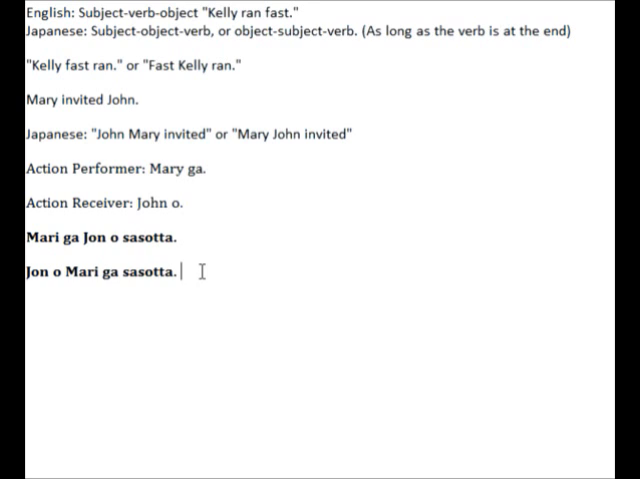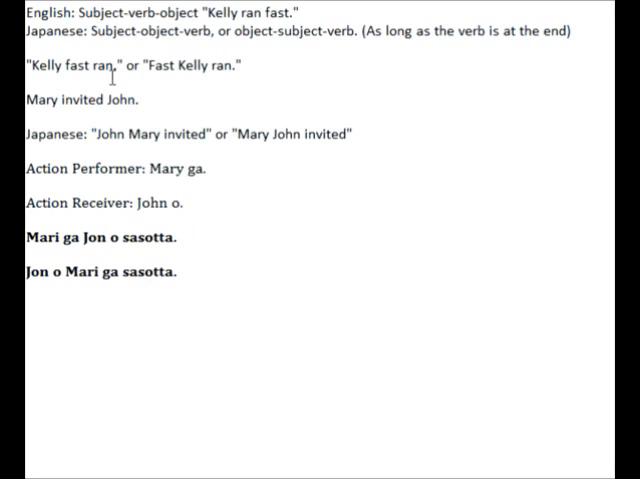Alright. To break it down, like before, the action performer is Mary ga. She's the one inviting John. If it was John inviting Mary, it'd be John ga Mary o. But instead, no matter what way you put it, subject, object, verb, or object, subject, verb, you put John o and Mary ga. See? O is always after John, and ga is always after Mary, since she's the one inviting him.